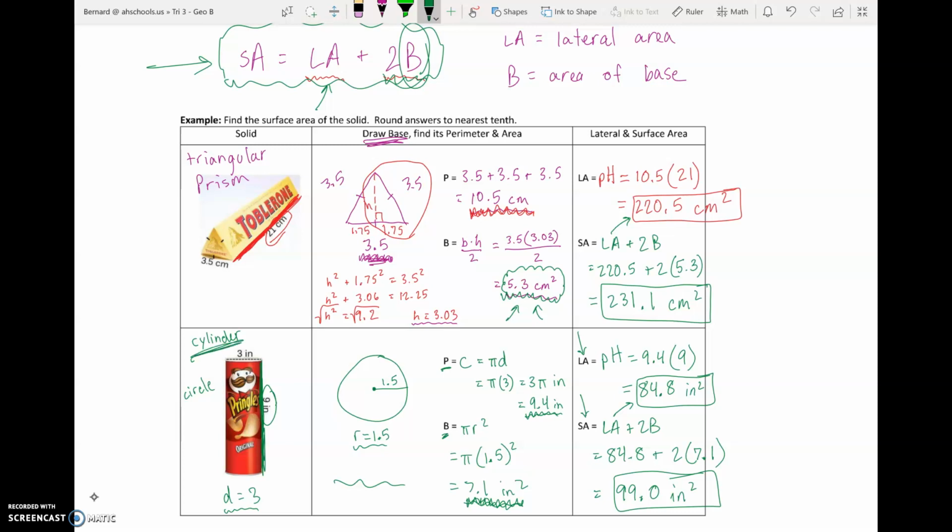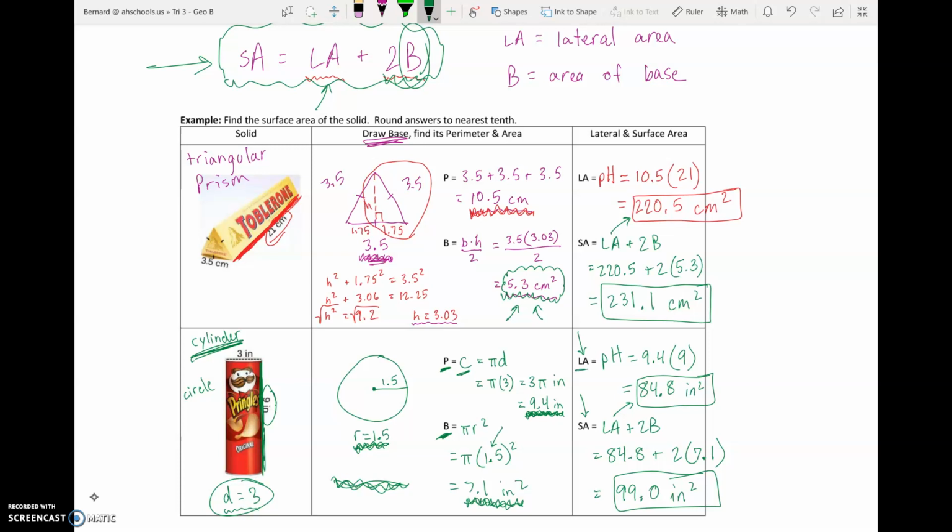A cylinder has a circle base, right? And a circle has a perimeter, which we also call circumference, and that's pi times diameter. And so when we plugged in our diameter, which was 3, we got 9.4 for perimeter. And then area of a circle is going to be pi r squared. So our radius is half of our diameter, so radius is only 1.5. We plugged that into pi r squared, and we got that the area of the base was 7.1.